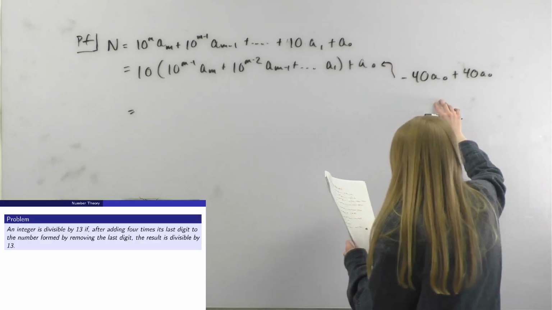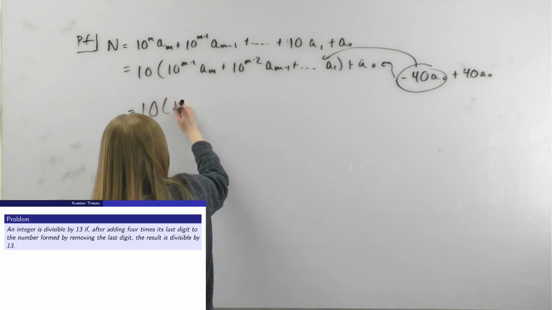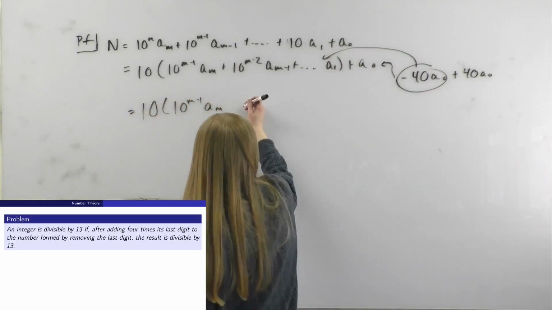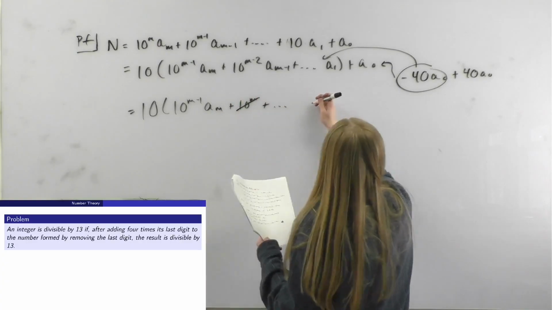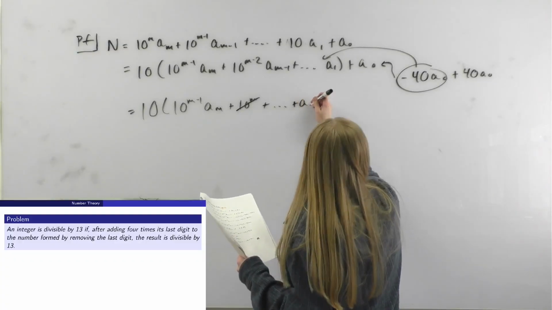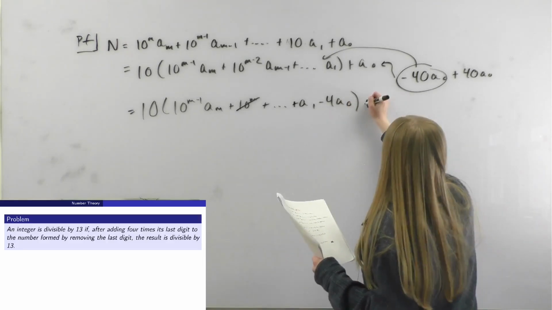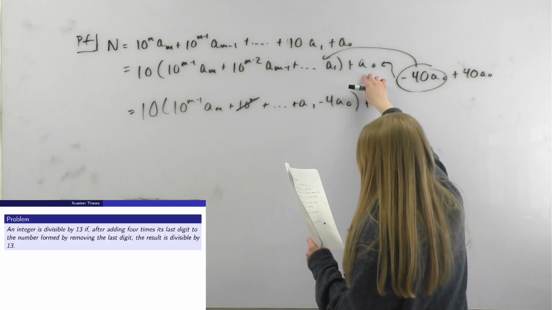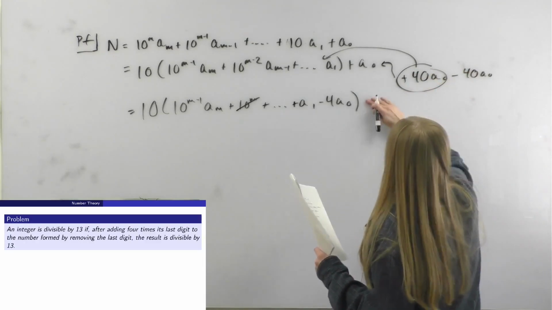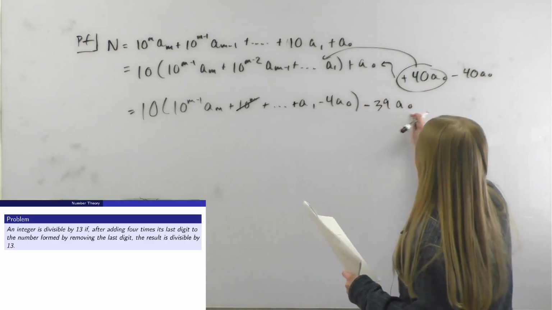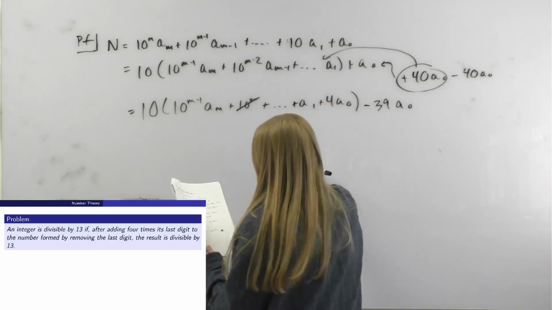Then we're going to take this part and put it in our parentheses. So we have 10 times 10 to the m minus 1 times a_m plus 10... I don't need to do that. I think we know what we're doing. Okay. So we have plus a1 plus 4a0, plus, I think I wanted to put the plus in there. Sorry. So we're doing minus 39. It doesn't really work if it's not divisible by 13. So, yeah, we're good there.